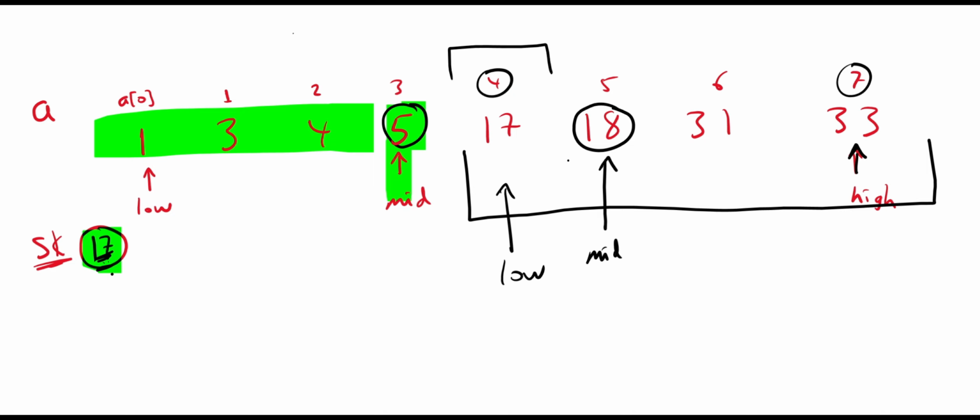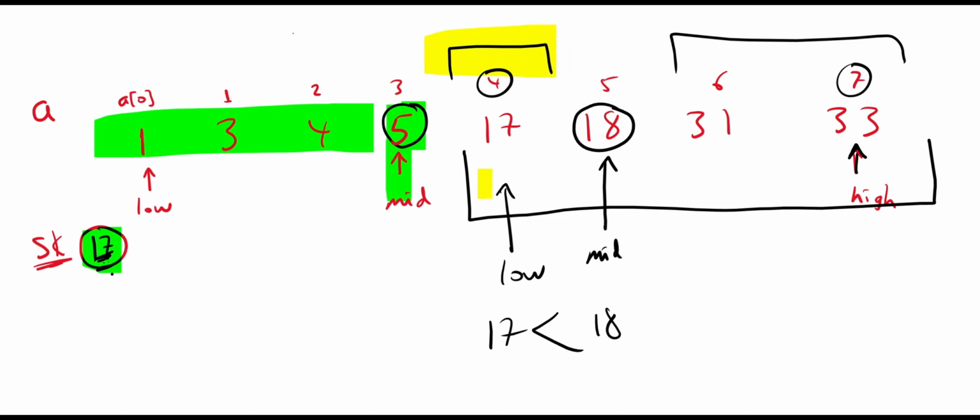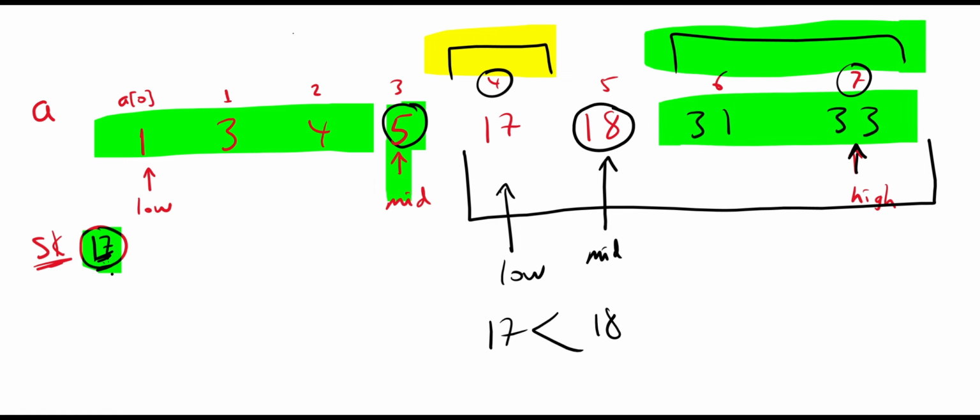we'll look to this part. If 17 is greater than 18, then we will look to this part. And in this situation, 17 is less than 18. Therefore, we need to consider this part, and we do not need to look at this part. Then what happens if we are going to consider this part?